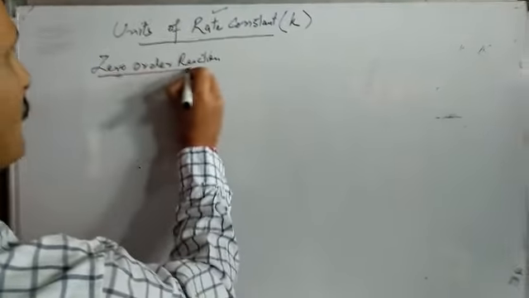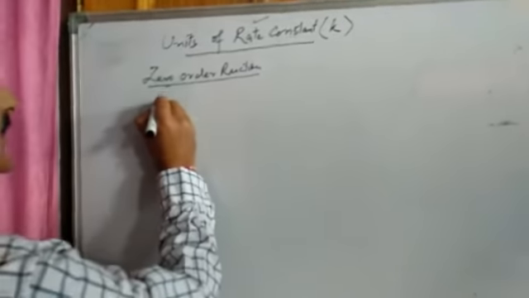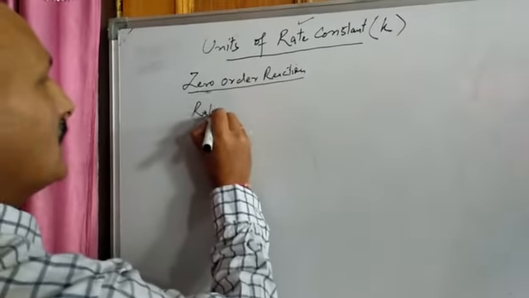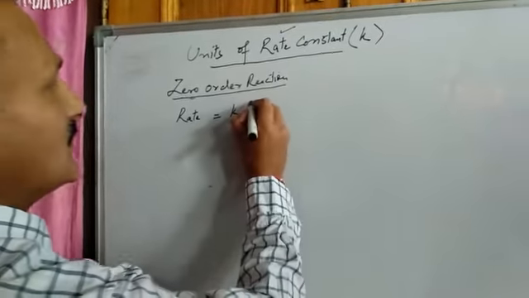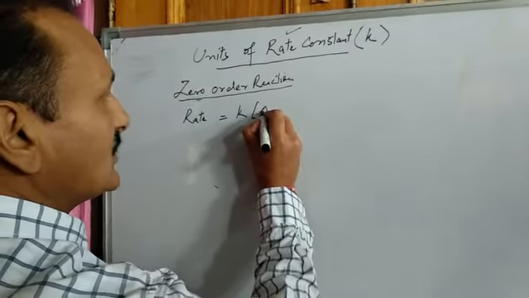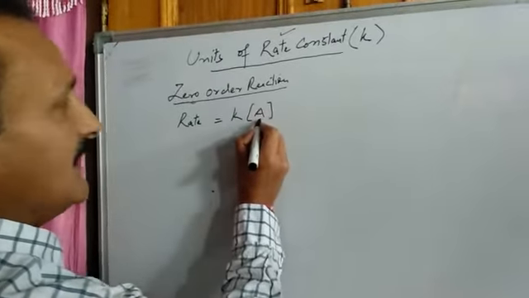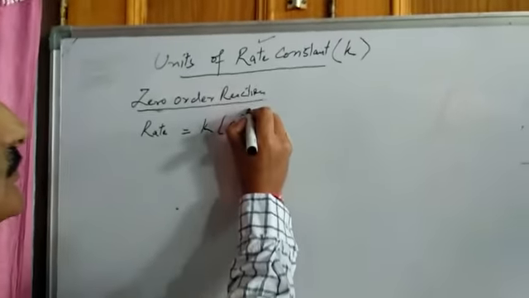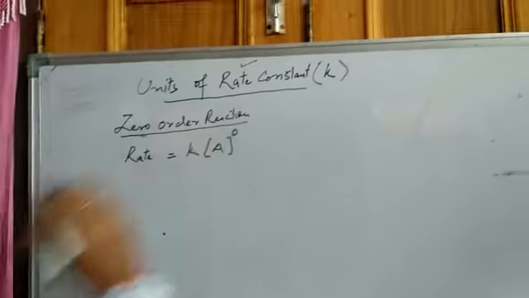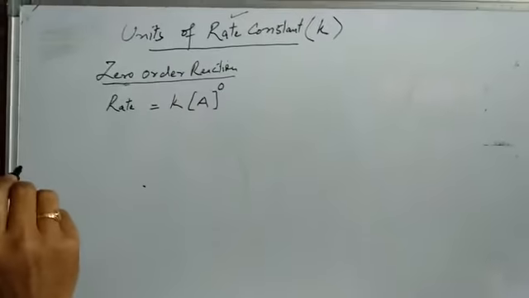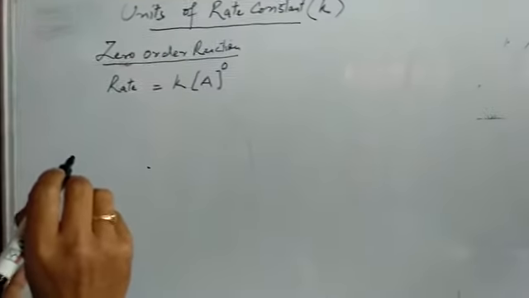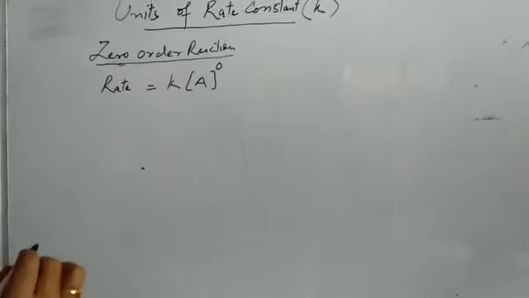For a zero order reaction, the rate of a reaction is equal to the rate constant times the molar concentration of reactant. A is the reactant here, and you should know that its power should be 0 for a zero order reaction. In this type of reaction, the concentration has no effect on the rate of the reaction.